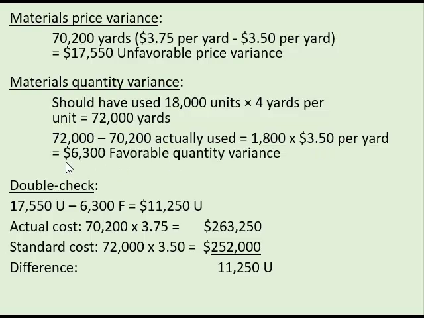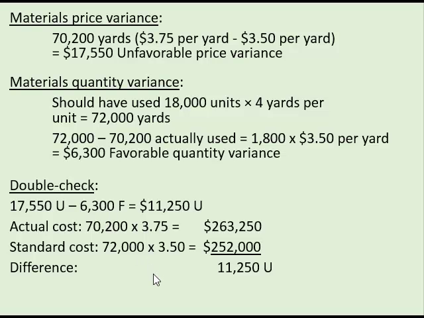And our answer of 6,300 represents our favorable quantity variance. And it's favorable because we actually use less than we should have. So when we combine our unfavorable price variance with our favorable quantity variance, we get a net overall spending variance of 11,250 unfavorable. So I took the difference between the two to get this number, and it's unfavorable because the unfavorable variance was bigger than the favorable variance.